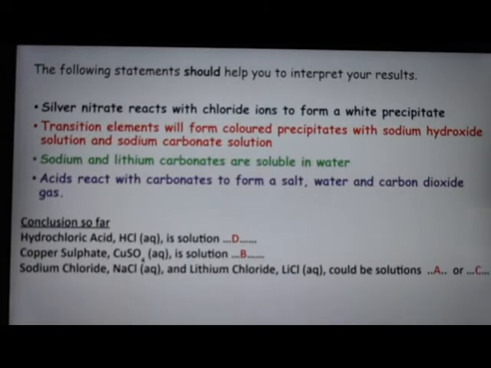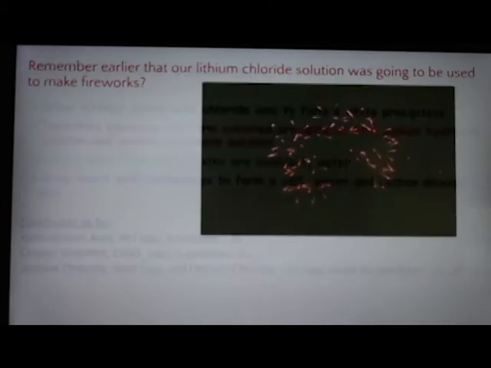Solution D fizzed with the sodium carbonate, therefore it must be hydrochloric acid solution. Solution B gave a blue gelatinous precipitate with the sodium hydroxide, so it is copper sulfate solution. Solutions A and C both gave us a white precipitate with silver nitrate, so they must be sodium chloride and lithium chloride, but we're not sure which one is which, so we'll need to do a further test.